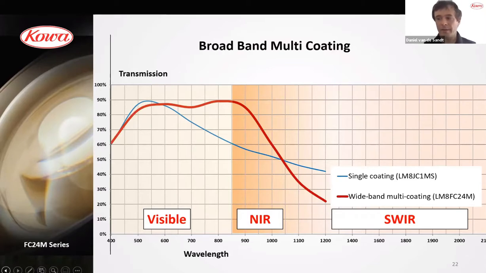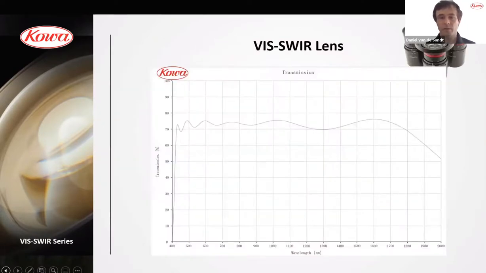Now I want to expand this topic of transmission, and I want to introduce one other new lens series, which has a quite different coating and different transmission than any standard lenses we had before. This is our so-called VisSWIR lens series, which has an increased transmission from what you see here on this illustration, 450 nanometer up to 2000 nanometer. And one additional aspect here is that in this wide range of transmission, there is also a decreased focus shift.